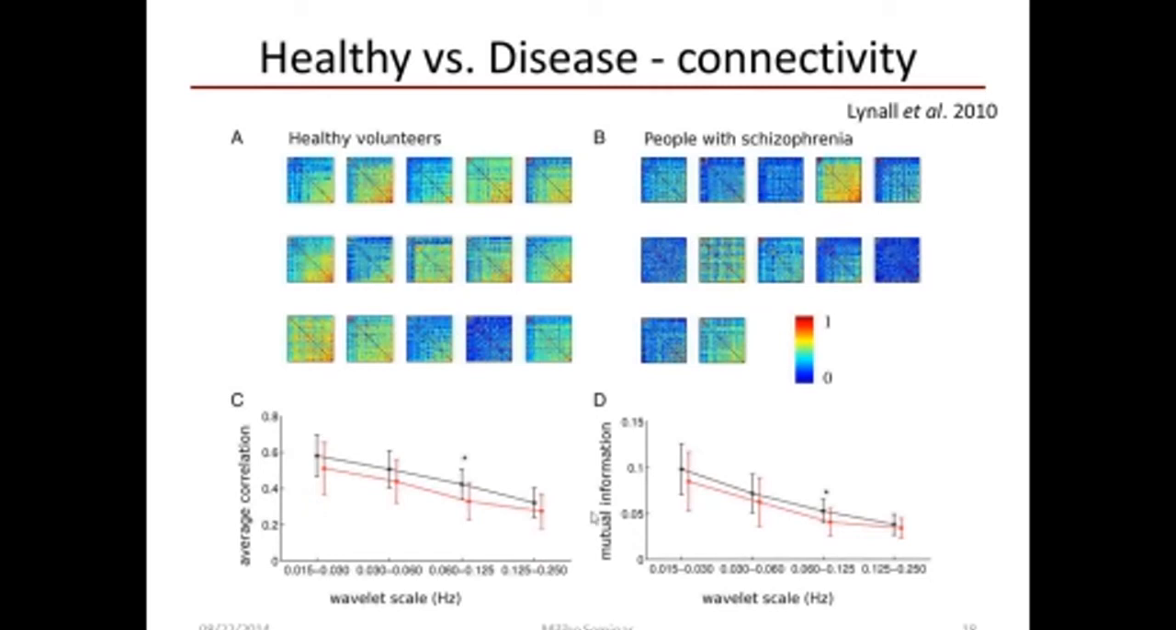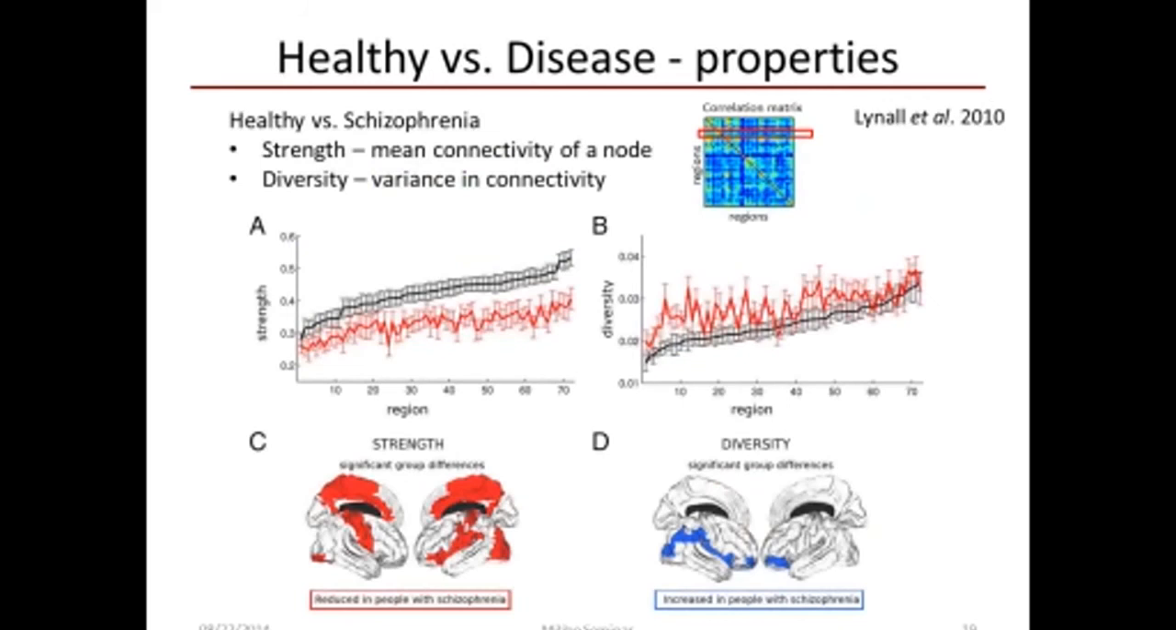They also used these networks and studied some properties of these networks. For example, here they looked at the strength of each region. When I say strength, they computed the overall mean of each row for each region, and then compared this mean for this region across different subjects. Here, the x-axis is the region, the y-axis is the strength, and the black curve shows the strength of the regions for the healthy subjects. The red curve shows the strength of the regions for the diseased subjects.